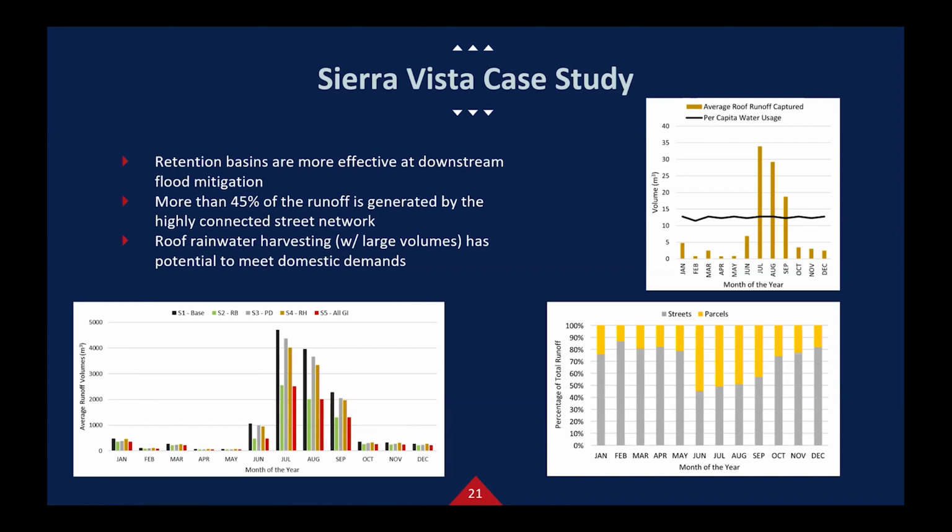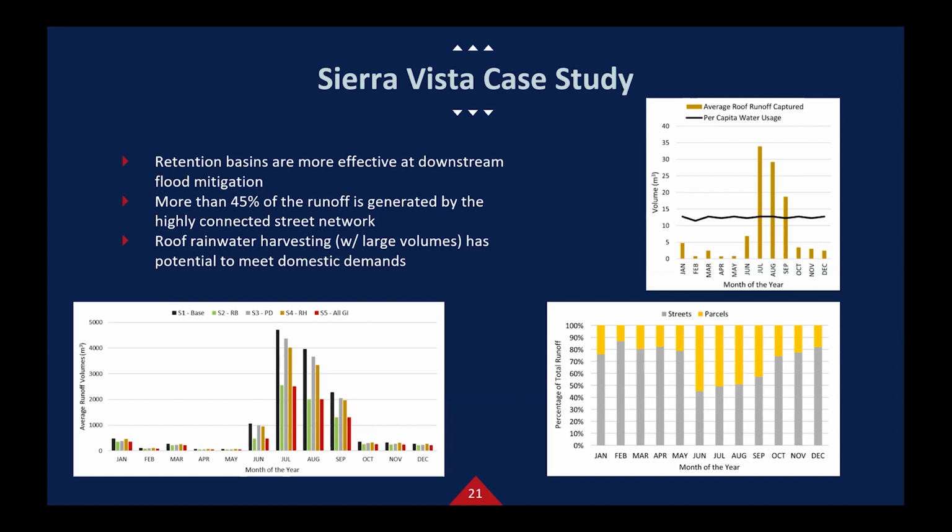In Sierra Vista, most of the rainfall is high intensity during the summer, and then in the winter, it's more low intensity, larger duration rainfall. So we noticed that most of the volume that we could capture off the roofs was during those summer months from July, August, and September.